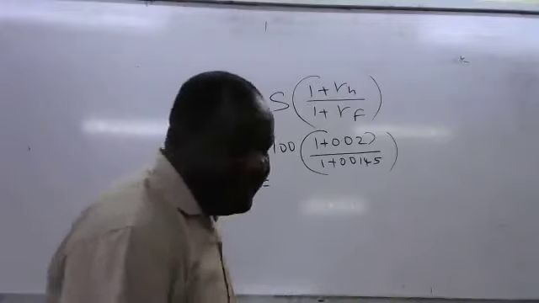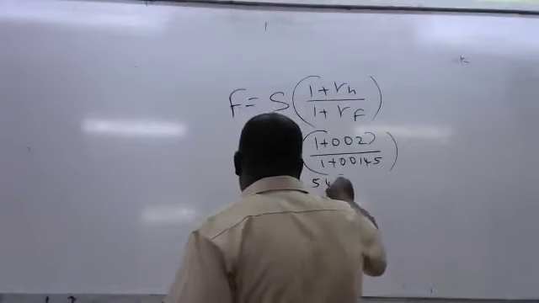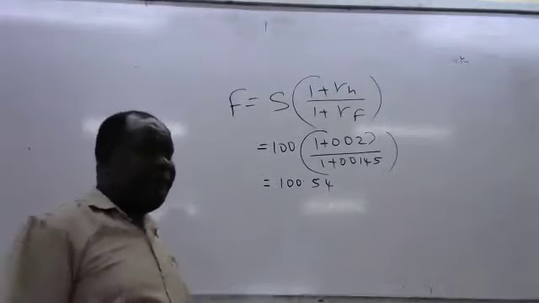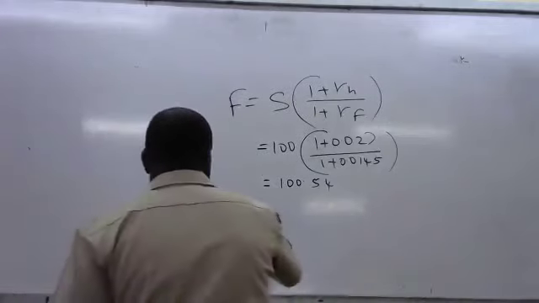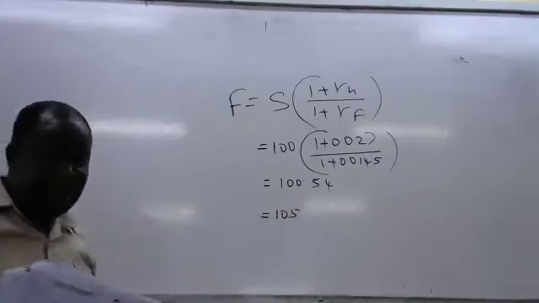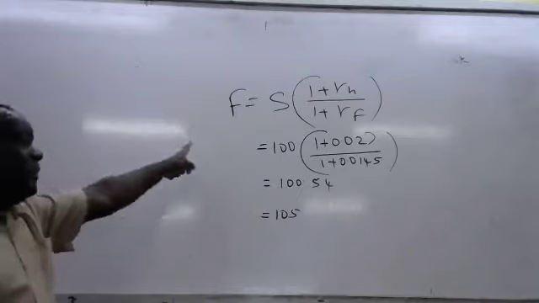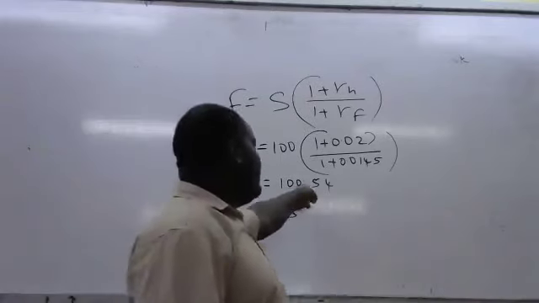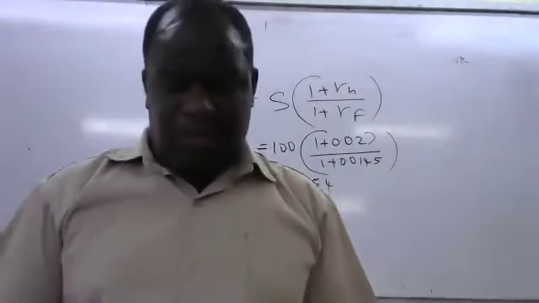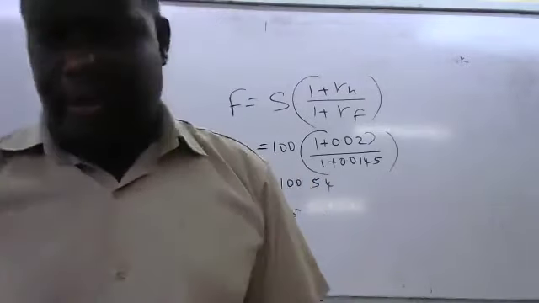So I can see 100.54, or 100.5. So it is not holding. The one given in the question is 105. The forward rate given in the question is 105. But when you calculate using the interest rate parity theory, you are getting 100.54. So the conclusion is that the theory is not currently holding.